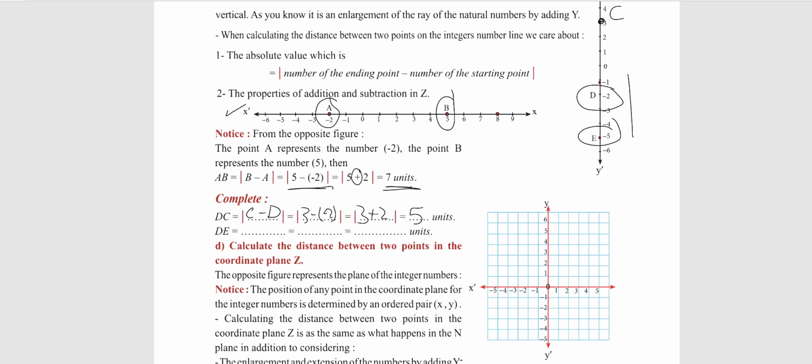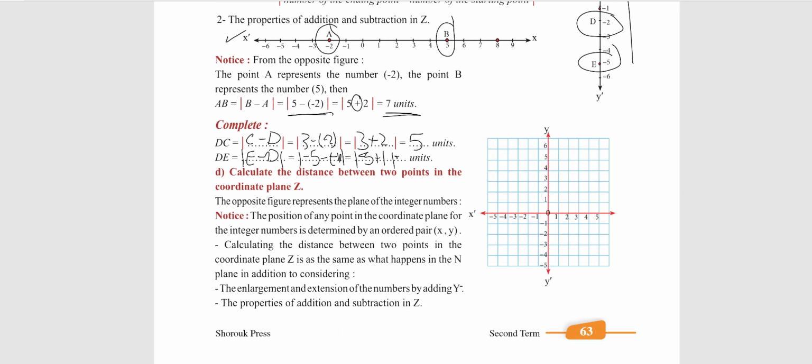that equals the absolute value of E minus D, equals the point of E equals -5 minus E equals -1, equals the absolute value of -5 plus 1, equals -4 absolute value, and the absolute value, as we know, gives you a positive number, that equals 4 units.